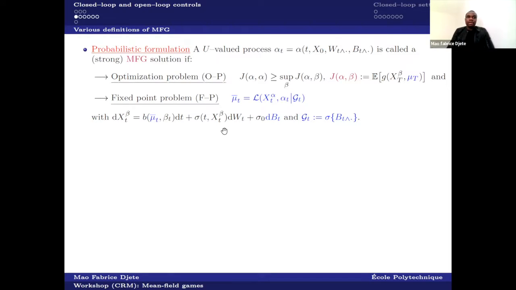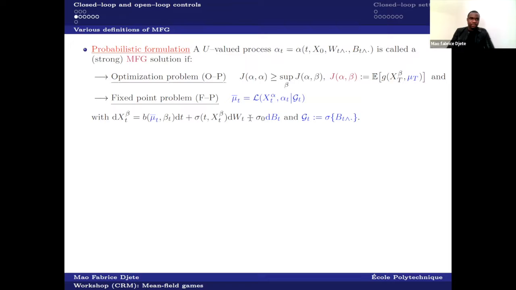So what I will call an infinite game solution will be a control. In my situation here, it's completely equivalent to call the control the solution or the distribution the solution. Most of the time, sometimes I will refer to the distribution for the solution or the control for the solution. So a control like this will be called a mean field game.